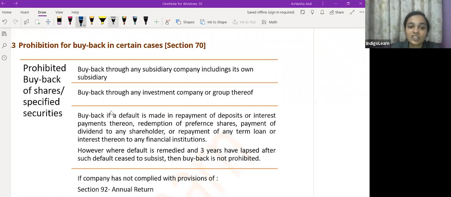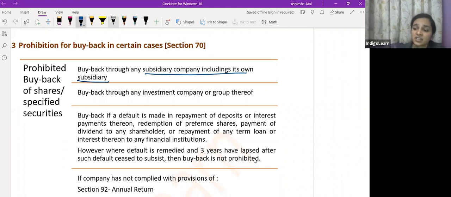Now, apart from this, Section 70 talks about situations where buyback is prohibited. What are the situations where the buyback is prohibited? सबसे पहले तो a company cannot directly or indirectly purchase shares or other specified securities through any subsidiary company. मतलब buyback through any subsidiary companies, including its own subsidiary, not allowed. आप अपनी subsidiary से ही buyback करो, allowed नहीं है.